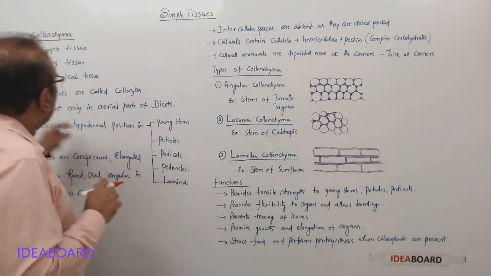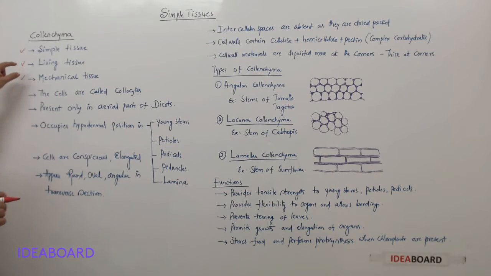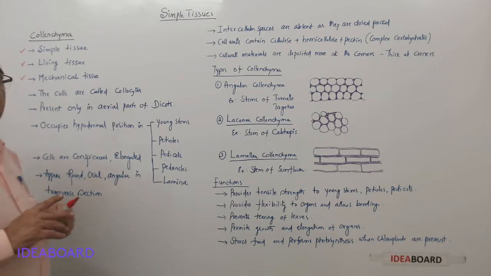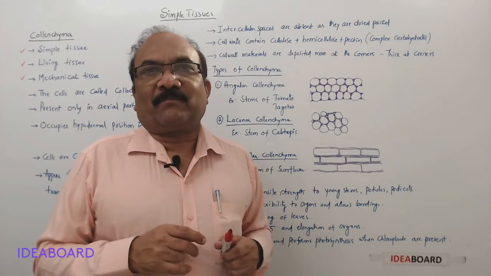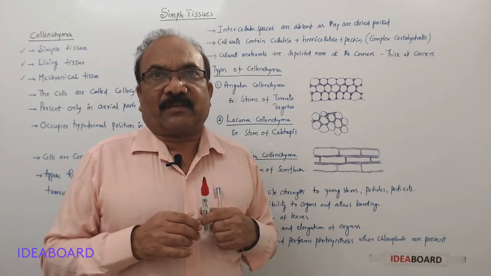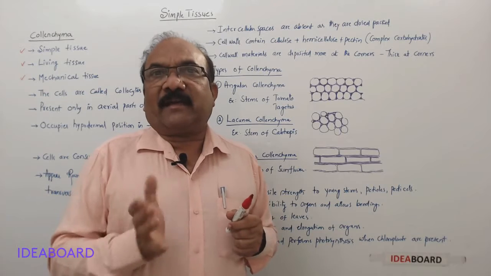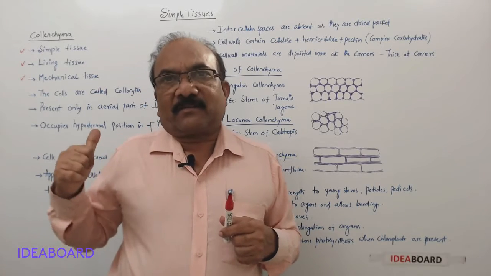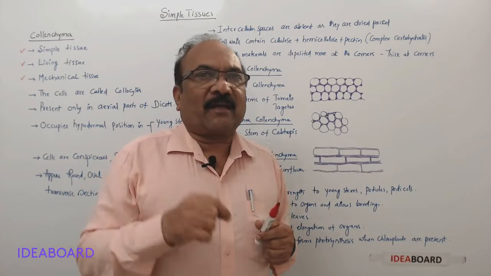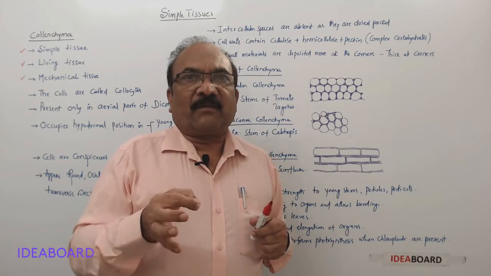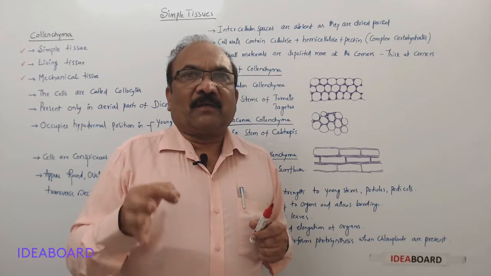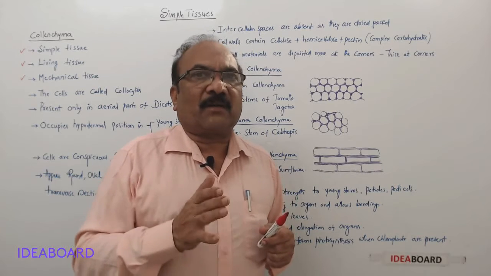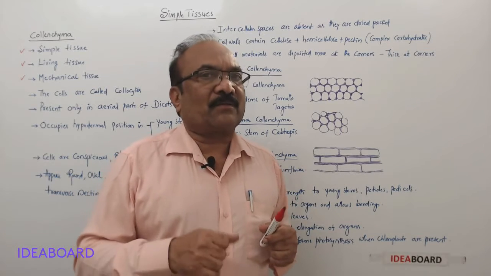So that's why it is a mechanical tissue, but remember we are going to see one more mechanical tissue, that is sclerenchyma, and we have to differentiate them. Sclerenchyma is a dead mechanical tissue, while collenchyma is a living mechanical tissue. And the living mechanical tissue is present only in dicots, and that too in which parts of dicots? Aerial parts of the dicots, but not in roots.